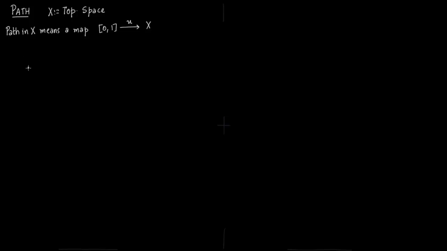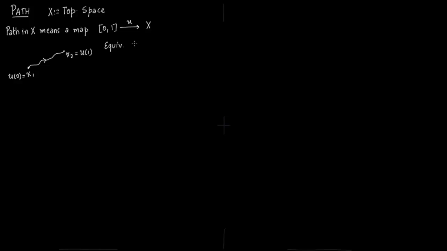So let us draw this. So you have a path, say from point x1 to x2, both of them are in space X, and x1 corresponds to u of 0 and x2 corresponds to u of 1. So you're going from x1 to x2. So that is basically traversing from 0 to 1 on the unit interval.